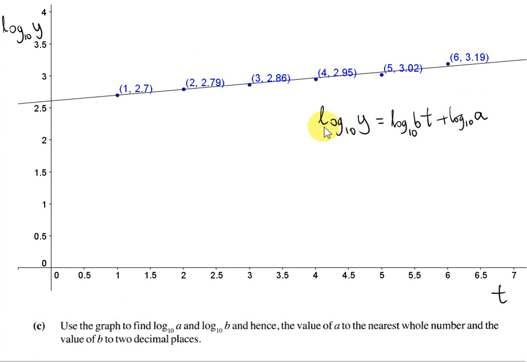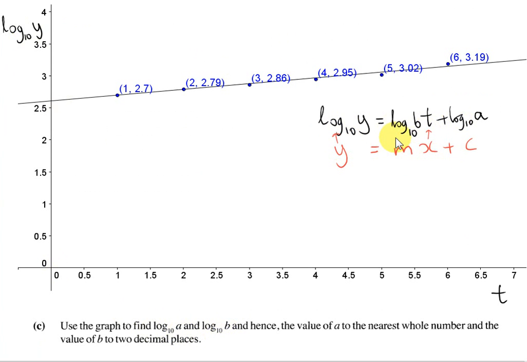So I've written it like this. Now we can compare it more clearly to the general equation of a line, y equals mx plus c, as I mentioned earlier. The dependent variable is not y in this case, it's actually log to the base 10 of y, and the independent variable is not x, it's t. Now we want to find log to the base 10 of A and log to the base 10 of B.